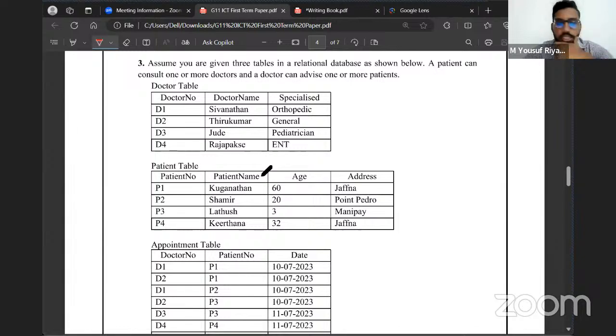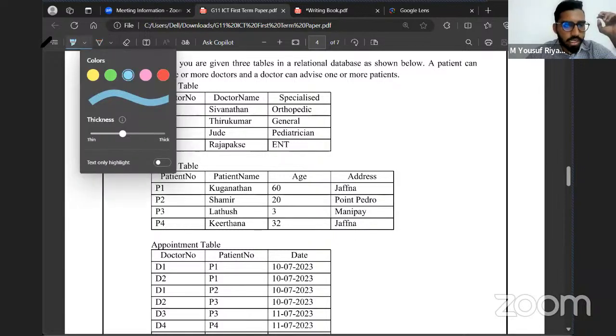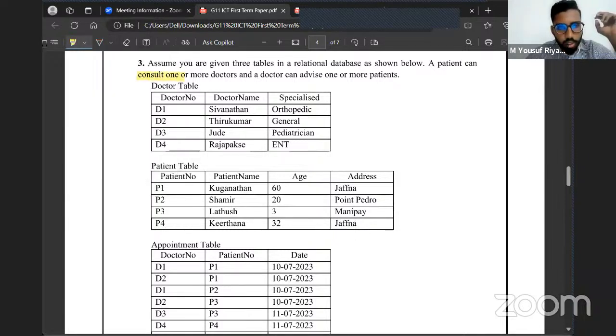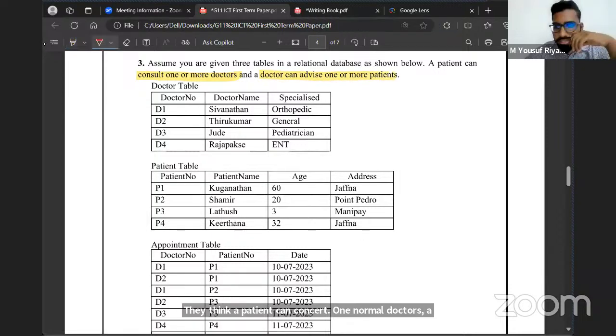Next, the database question. Assume you are given 3 tables in a relational database as shown below. A patient can consult 1 or more doctors and a doctor can advise 1 or more patients. Fine. So they are saying a patient can consult 1 or more doctors, and a doctor can advise 1 or more patients. Perfect.